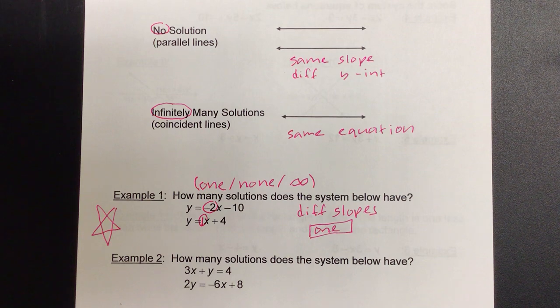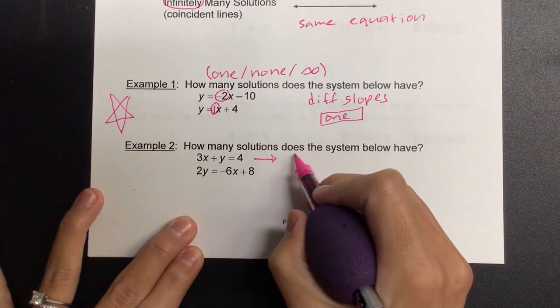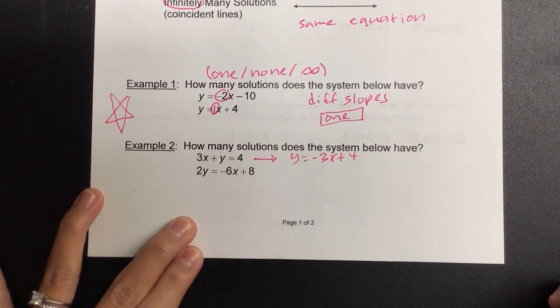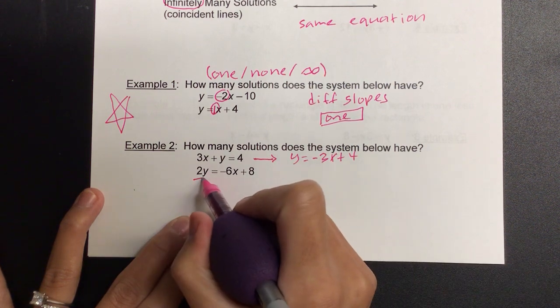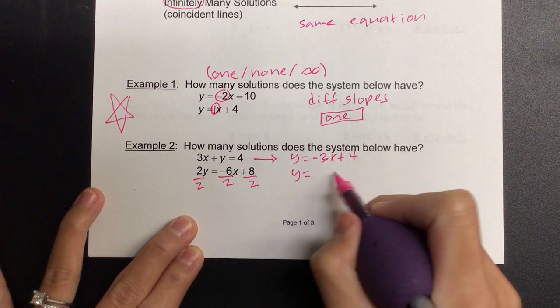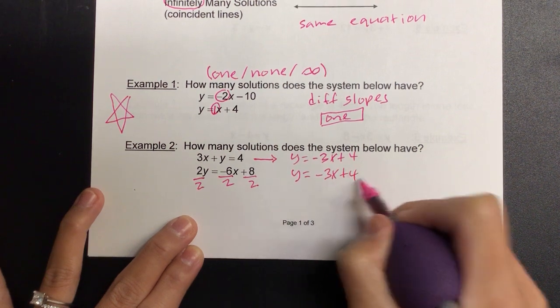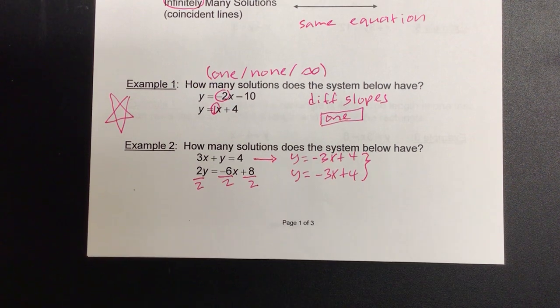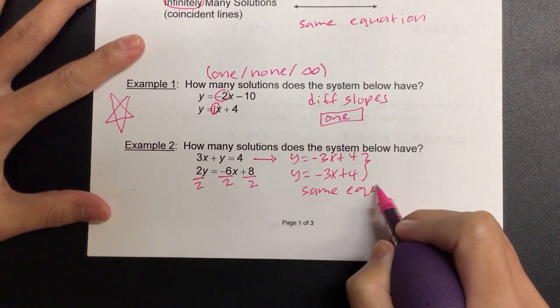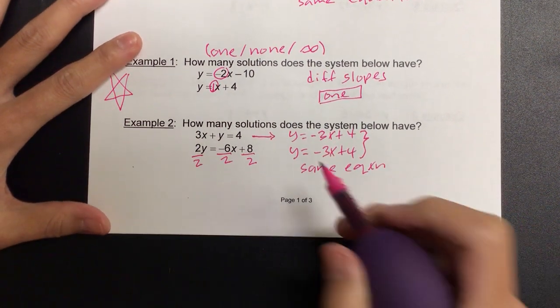For number 2, let's go ahead and make y by itself. Let's do this one to the right. All I need to do is minus 3x on both sides. So our final will be y is equal to negative 3x plus 4. What should I do for the second equation to make y by itself? Divided by 2. So we have y is equal to negative 3x plus 4. So these two are what to each other? So we have the same equation. So how many solutions then? Infinite. Very good.